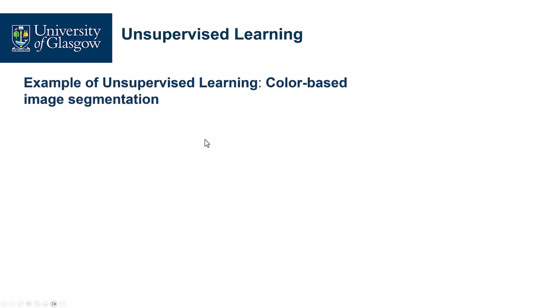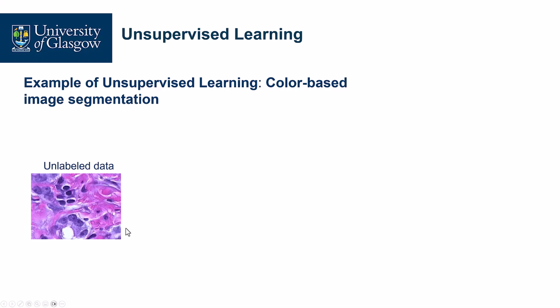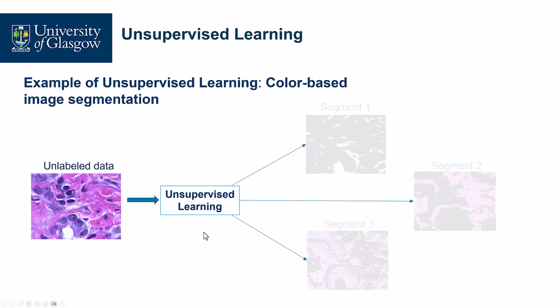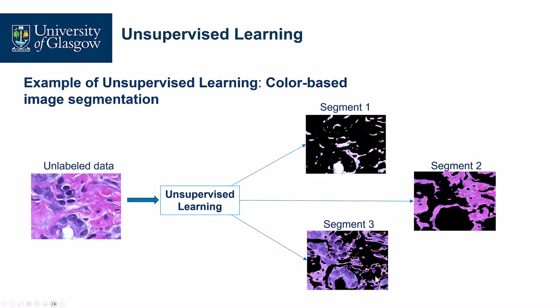Here is an example of unsupervised learning. We want to segment an image based on different colors. This is the image, and it is all unlabeled data. So we use unsupervised learning, here a k-means method. Then we segment the image into 3 segments according to their colors, right? If you are interested, you can see this example in the MATLAB help file. You can search for color-based image segmentation k-means. This is a built-in example in MATLAB.